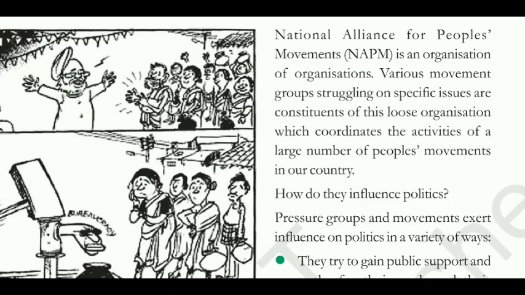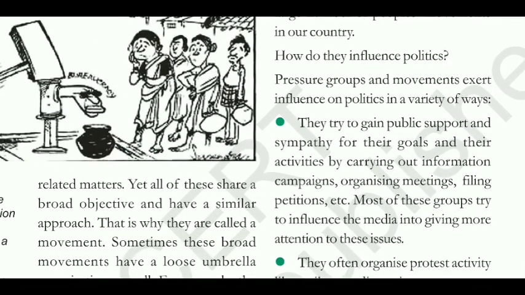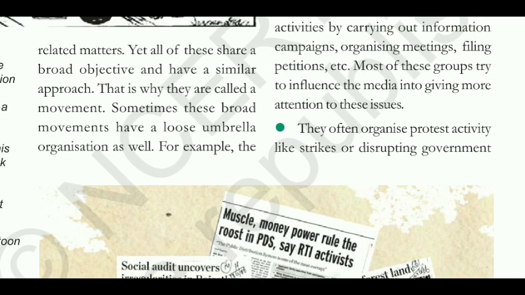How do they influence politics? Pressure groups and movements exert influence on politics in a variety of ways. Number one, they try to gain public support and sympathy for their goals and their activities by carrying out information campaigns, organizing meetings, filing petitions, etc. Most of these groups try to influence the media into giving more attention to these issues.